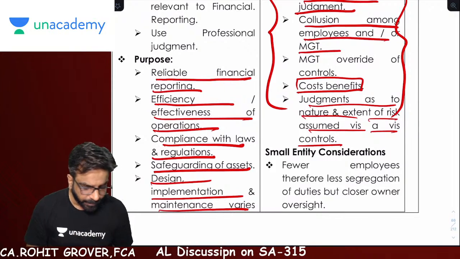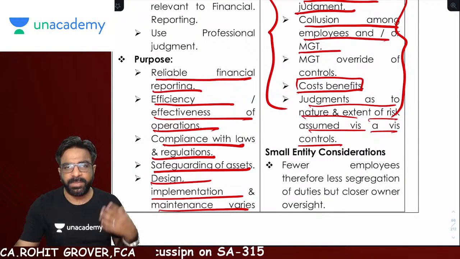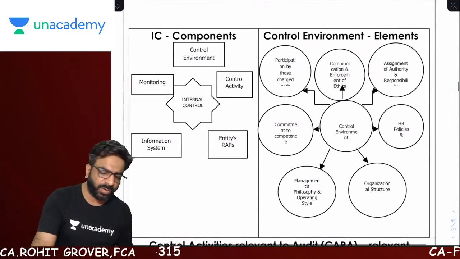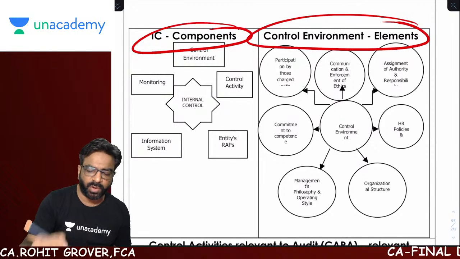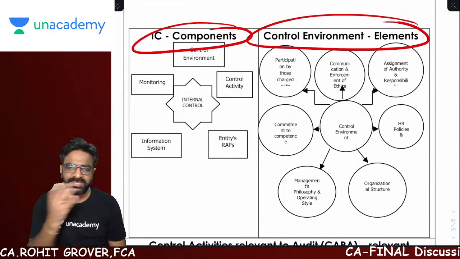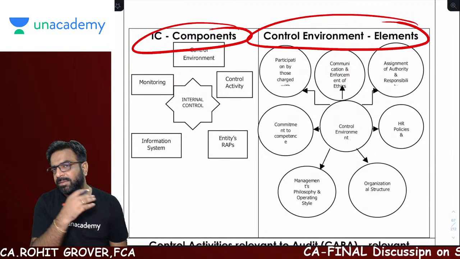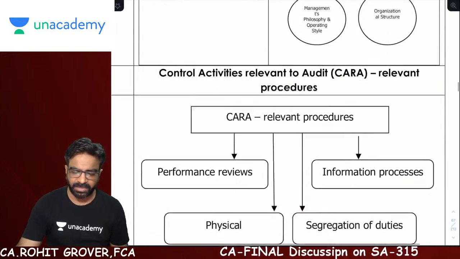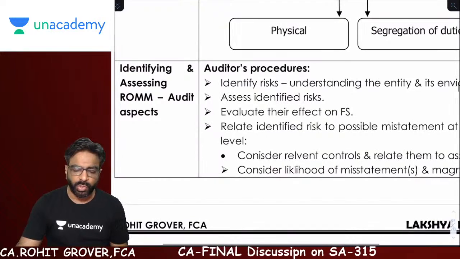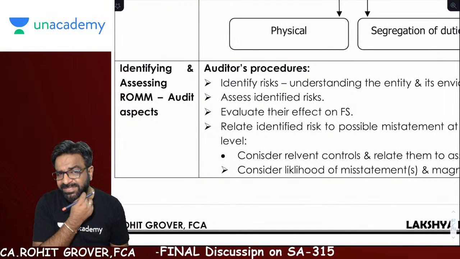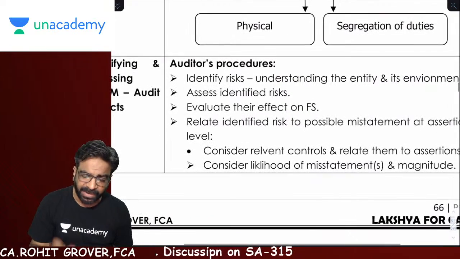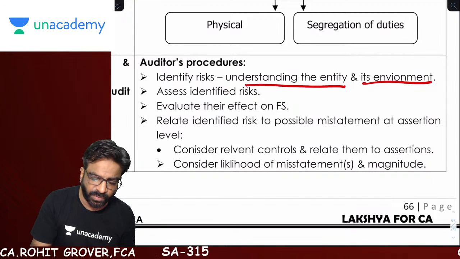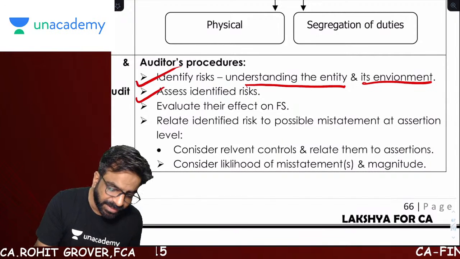Right, everyone? Now, this is what SA-315 relates to. Control environment, internal control components, control environment elements, all of these you have understood in the risk assessment chapter, planning, strategy, and the risk assessment and internal control chapter. That is the same thing you have to understand over here. So, how does the auditor identify and assess the risk of material misstatement? First of all, he should have an understanding of the entity and its environment. Then he should assess the identified risk.